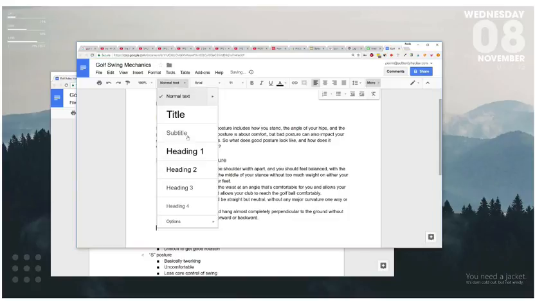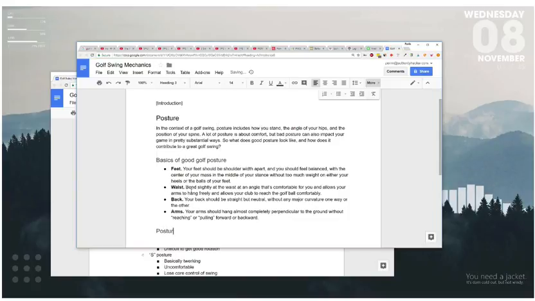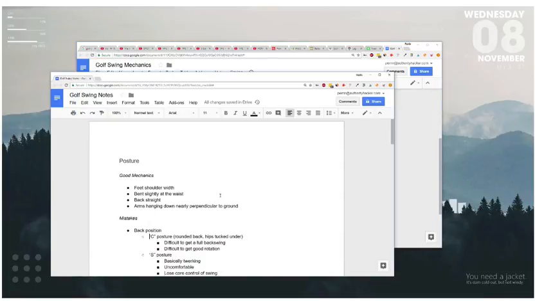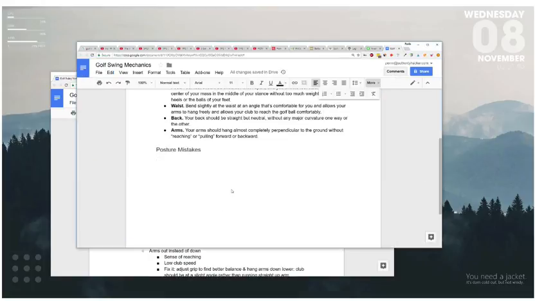Let's not make it bold. Let's make it heading 3. Posture mistakes. Back position. We can do heading 4 for this one.